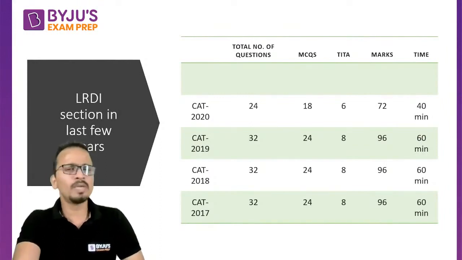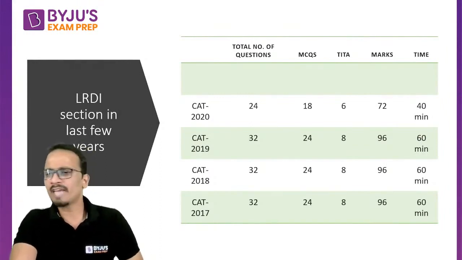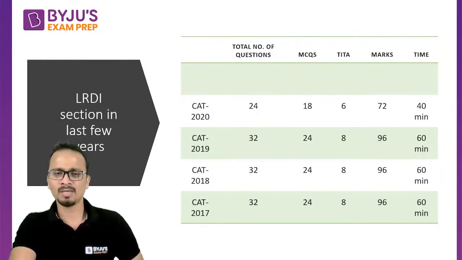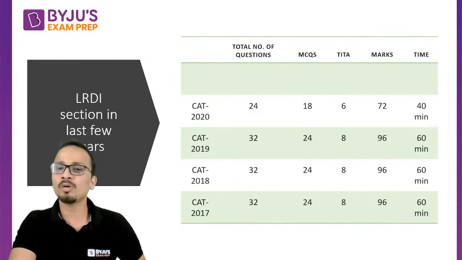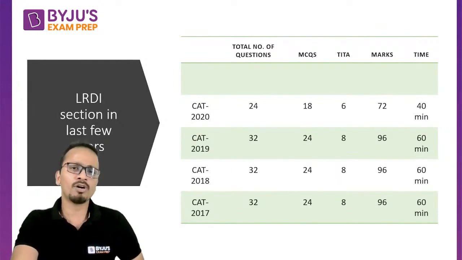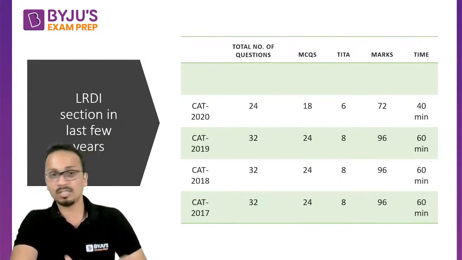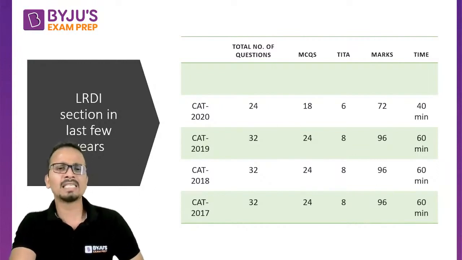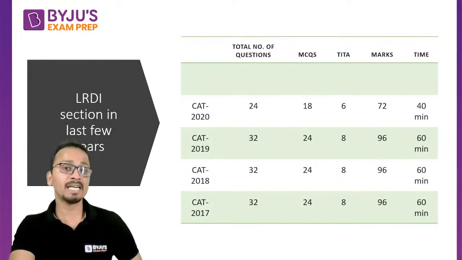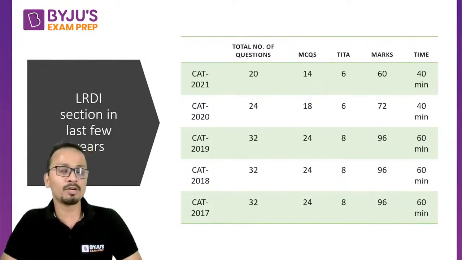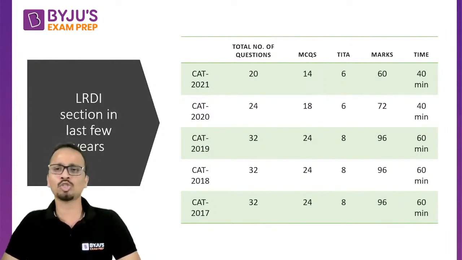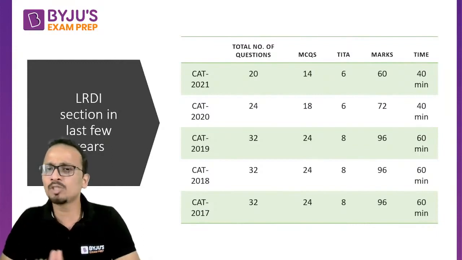Now in CAT 2020, or after CAT 2020, I believe CAT authorities thought that students were not able to attempt enough questions in 40 minutes. So before CAT 2021, we heard from the chancellor of IIM Ahmedabad that we can expect a reduction in the number of questions in CAT 2021, and yes, it did happen. In 2021, the number of questions reduced to 20. Earlier it was 24, and this time it was 20, and the time limit was absolutely the same.